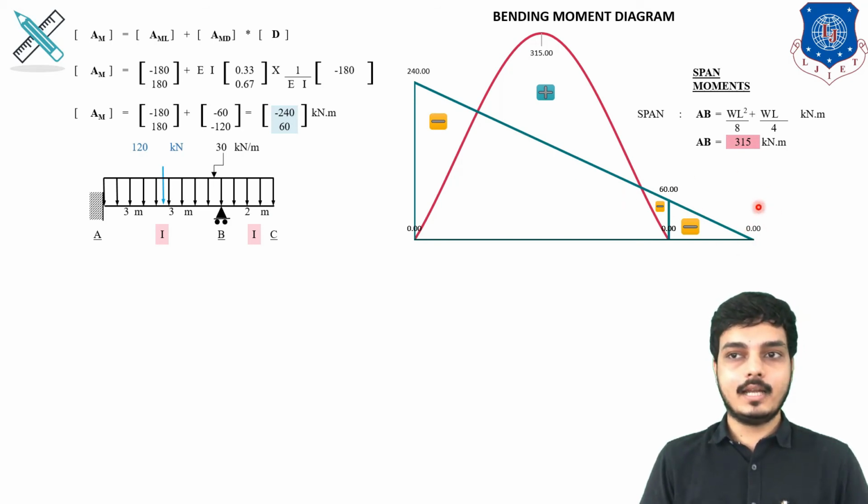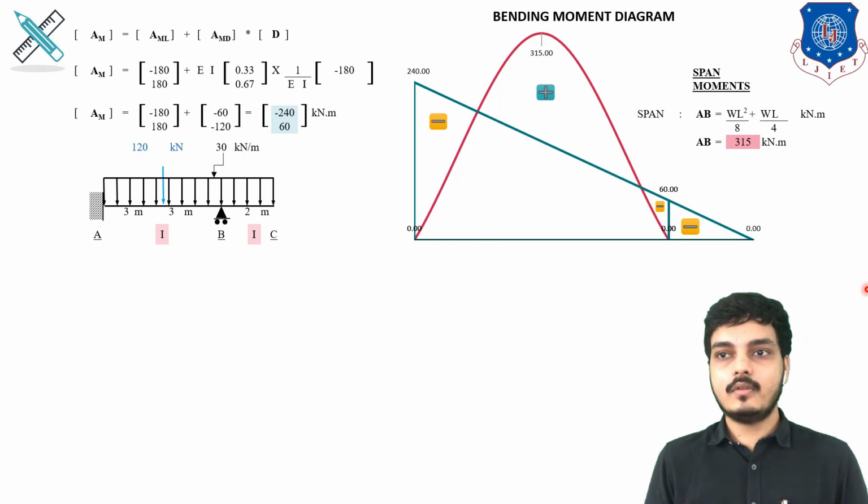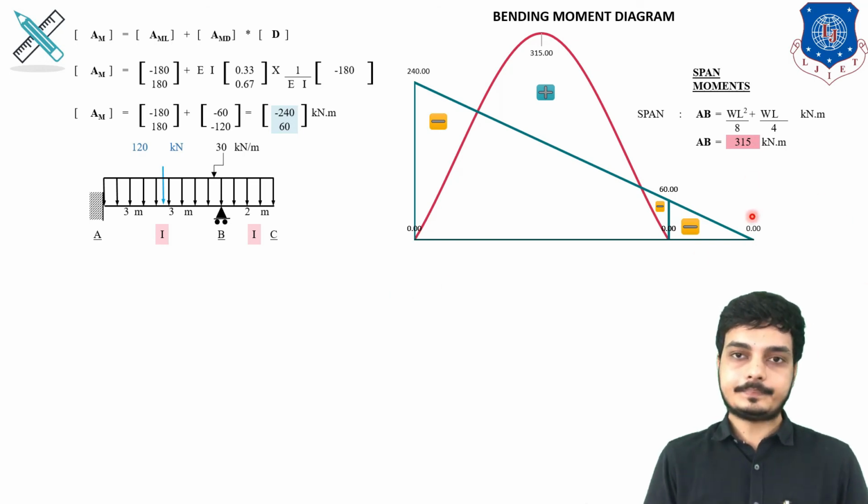Now you have noted that we have not prepared a BMD of the modified beam. We have prepared it for the actual structure. So we have modified our beam for simplicity, to solve our example in an easy way. But for BMD and shear force, we have to keep in mind the actual structure and draw it as it is. So that's why we have kept it like this.